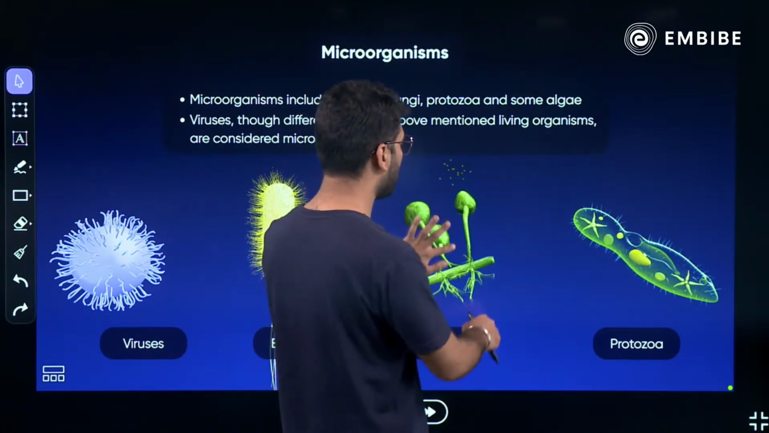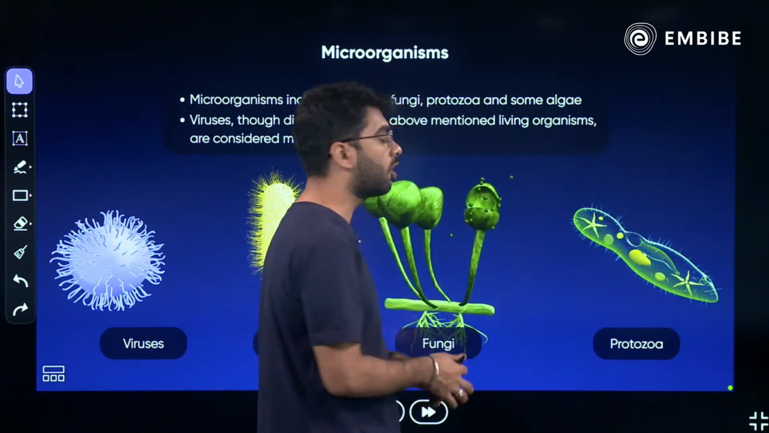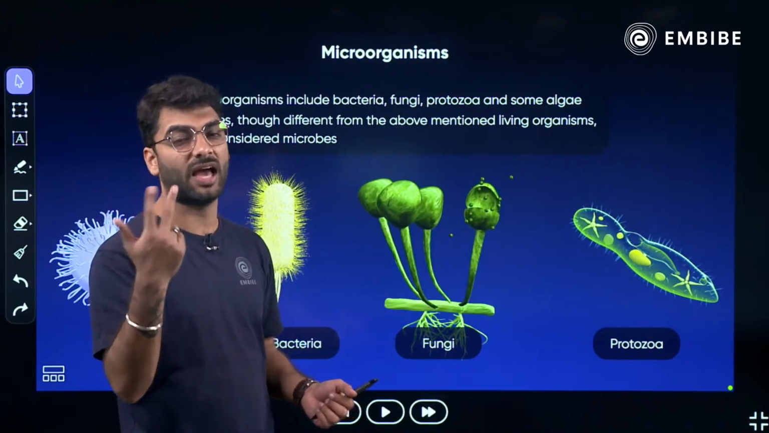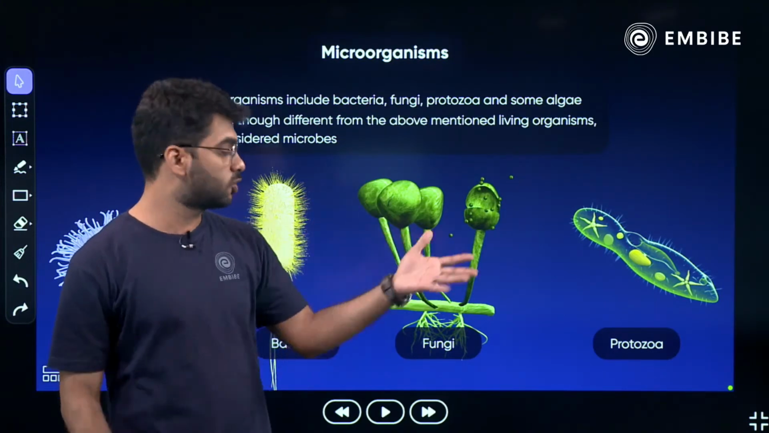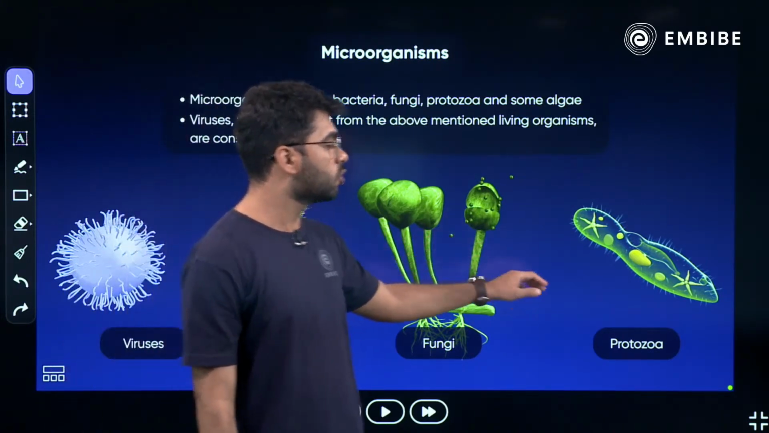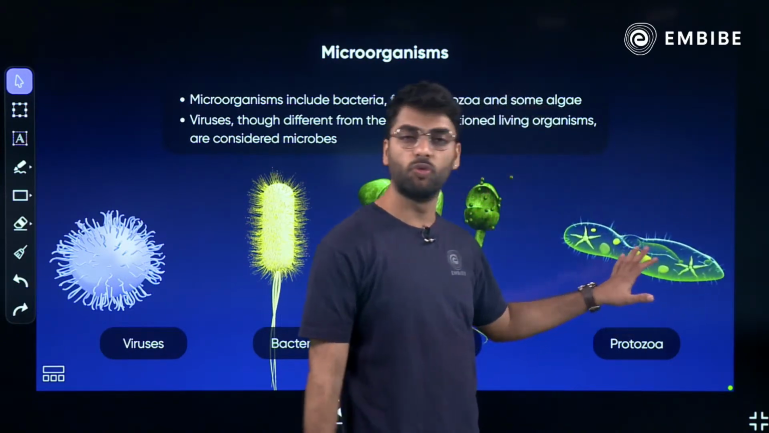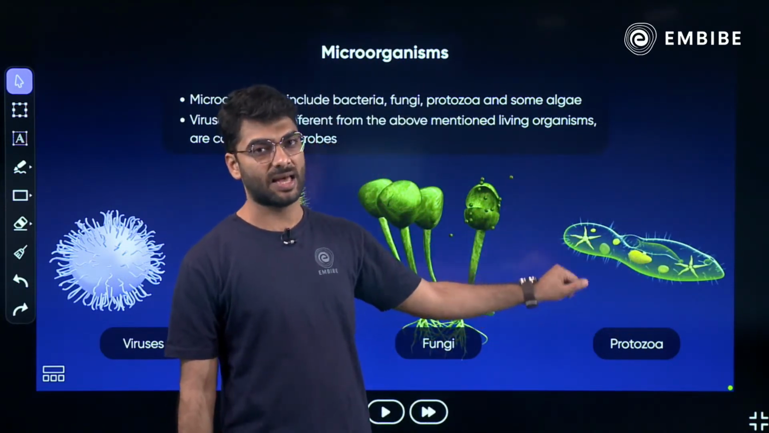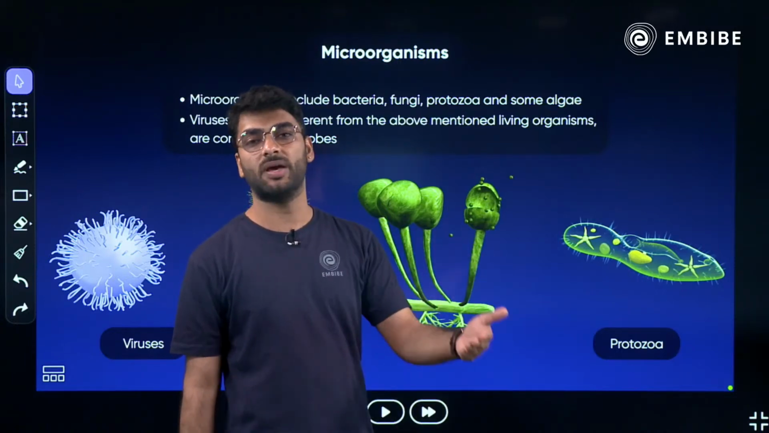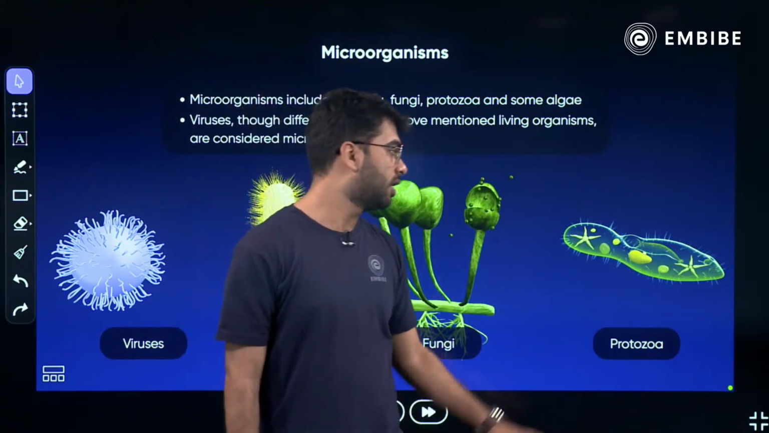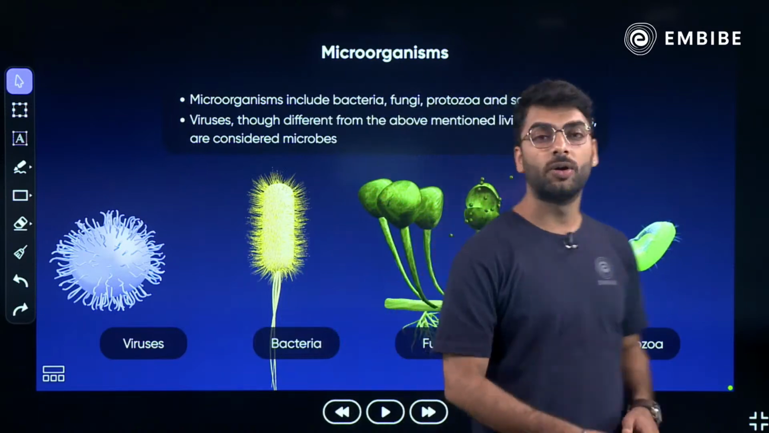Then we talk about fungi. So Abhinav, answering your question, in fungi we have mushroom, we have yeast, and we have rhizopus, that is bread mold. Protozoa are something which are motile, they can move around. So your amoeba is an example of a protozoa, your plasmodium is an example of a protozoa, and paramecium is an example of a protozoa.